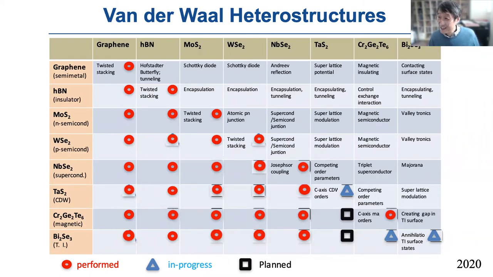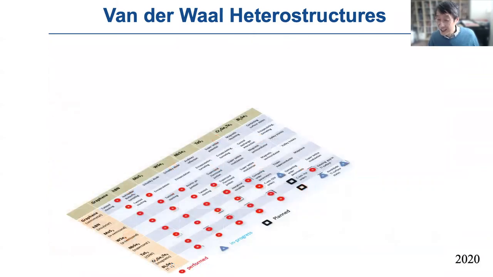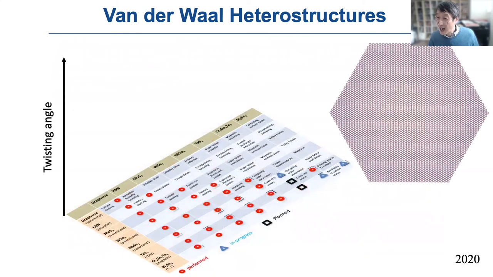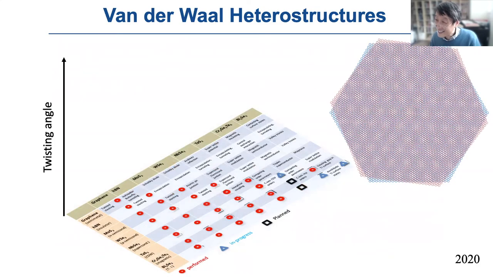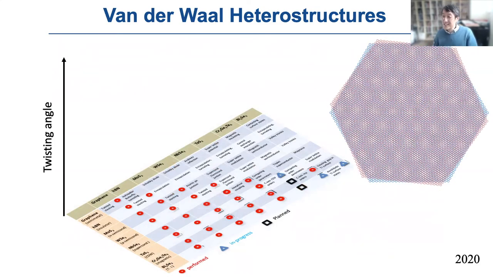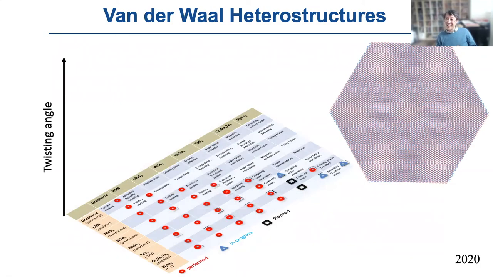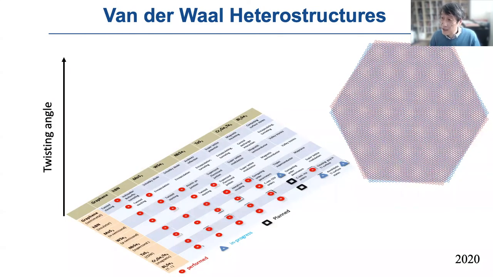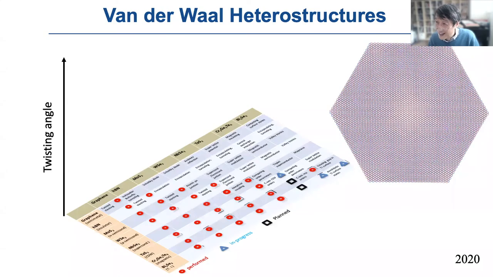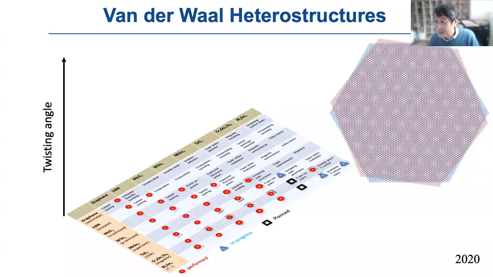But quite recently we realized it's not only about different kinds of materials. Even if you use the same materials, if you change how you stack them and the stacking angle, you can get yet different things. So what you see in this diagram is that now you have a lot of different systems you can quickly realize by stacking, which gives us a new platform, a new playground to scout for very exciting physics.